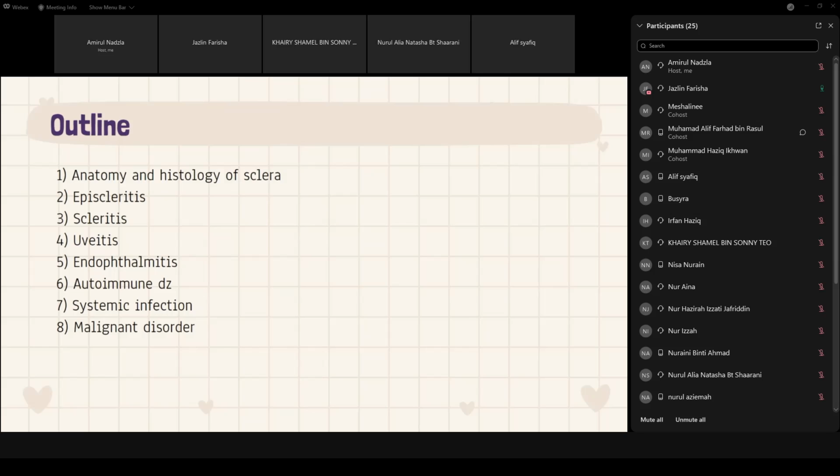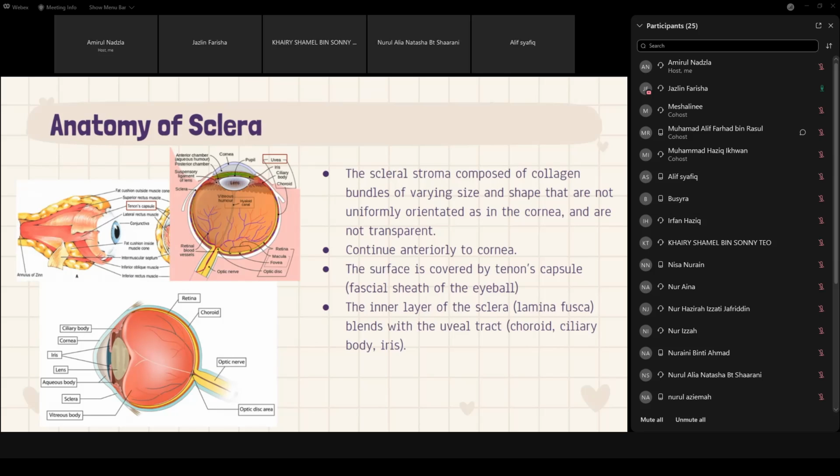So let's take a look at the anatomy of the sclera first. The sclera is composed of collagen bundles of varying size and shape that are not uniformly oriented as in the cornea. So they are not transparent. Here, the sclera is continuous anteriorly to the cornea, making up 5/6 of the outer coat, and the cornea making up 1/6 of the outer coat.